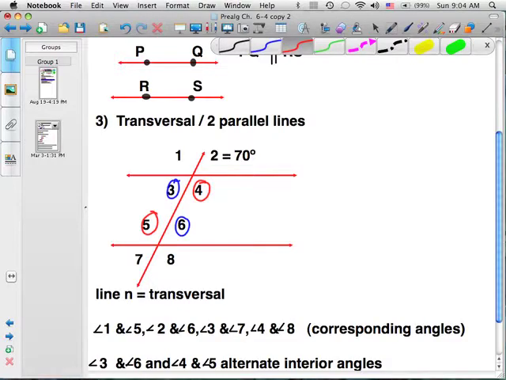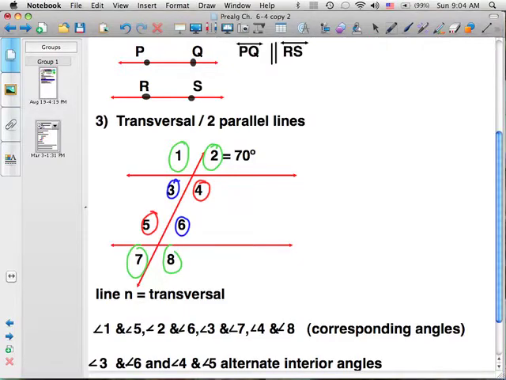And then finally there's alternate exterior angles. Angle 1 and angle 8 are exterior, above and below the parallel lines, and they're congruent, they're equal. And then 2 and 7 are alternate exterior angles. So with that in mind, I can find all of the angles here. So let's do that right now.